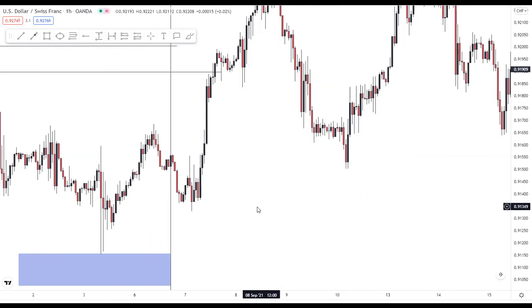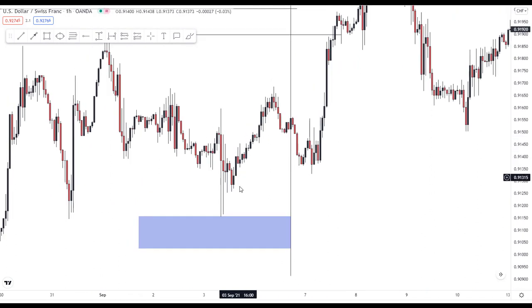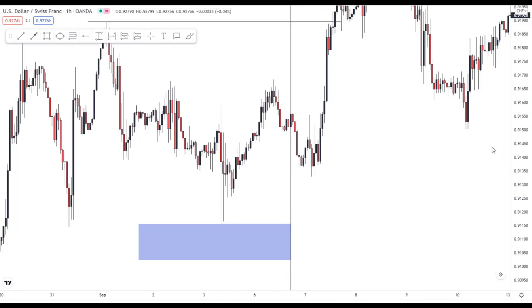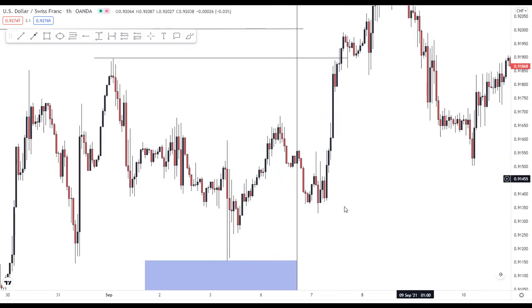So right now, price traded higher. It took out these highs. It took out these highs. Now on the return, you're going to ask yourself where. This would have been during London. So London of the following day.